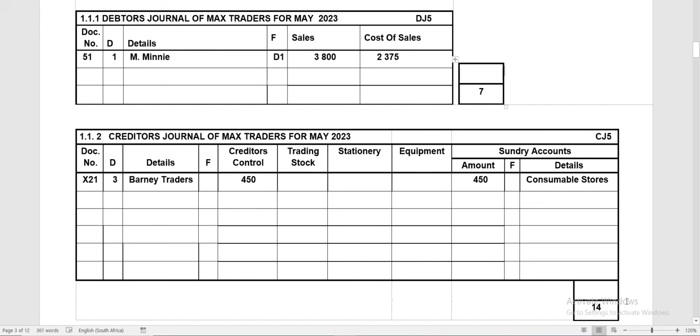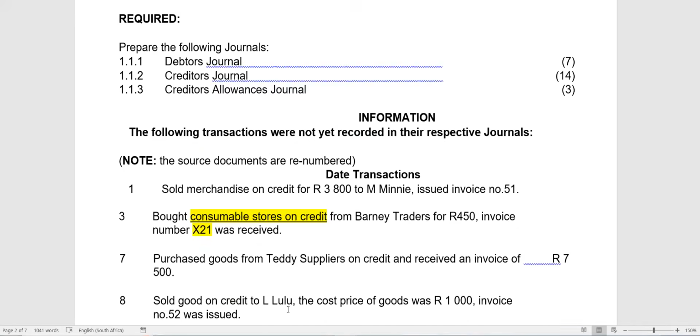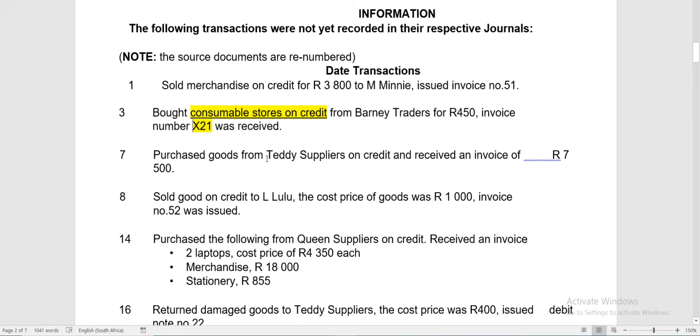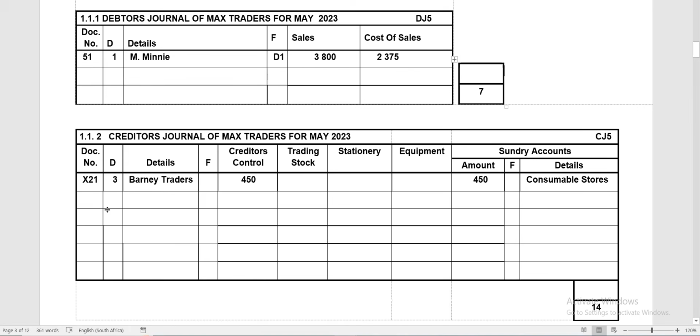From there we can go to the next transaction, and here it says that we purchased goods from Teddy Suppliers on credit. Remember, the keyword is that this was bought on credit, at an invoice of 7,500. They didn't give us the invoice number, but we must know that invoices follow each other in chronological order. The date will be the 7th, so the invoice will be invoice number X22, and then we'd write the day. Let me check what the day is.